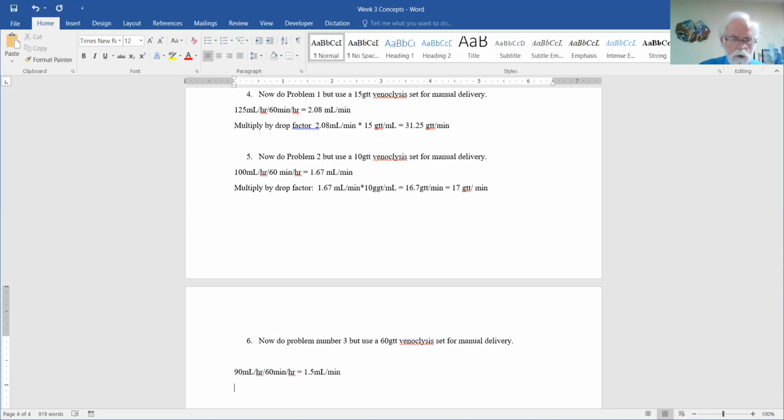So now we're going to multiply by the drop factor. We're going to get 1.5 milliliters per minute times 60. We're supposed to use a micro set, 60.